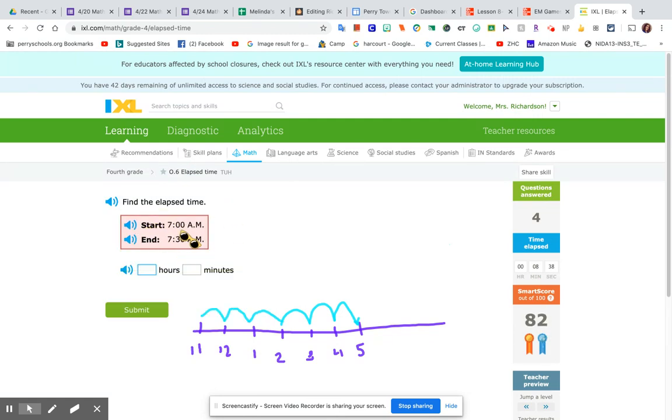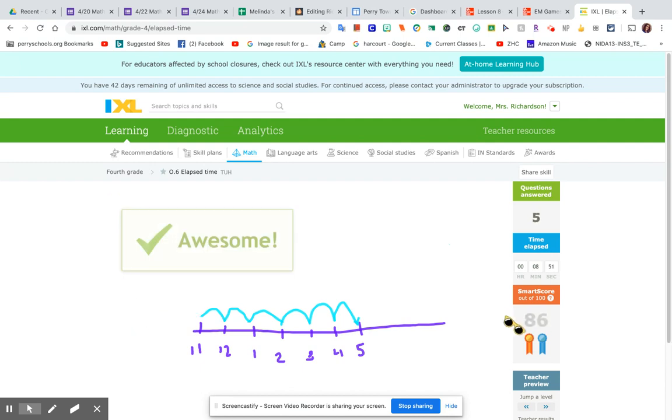This one's harder. No, it's not. It's easier because you can probably do this one in your head. From 7 a.m. to 7:30 a.m. That's only 30 minutes. I don't know why my thinking didn't go away from the first problem. Just like that, I'm at my goal.